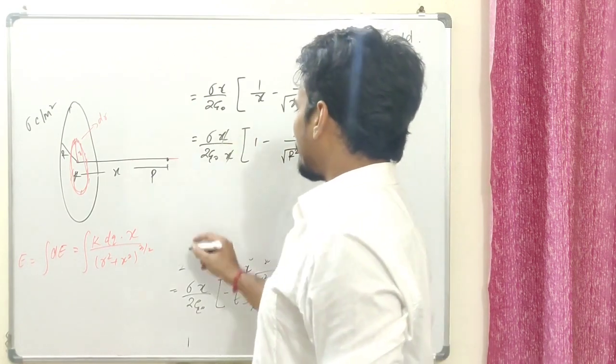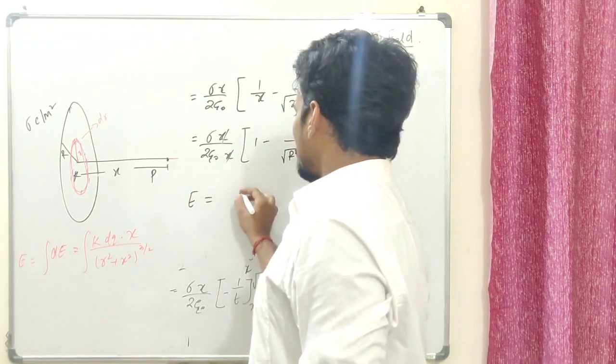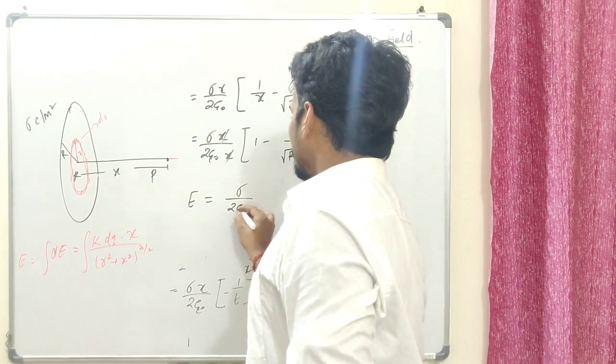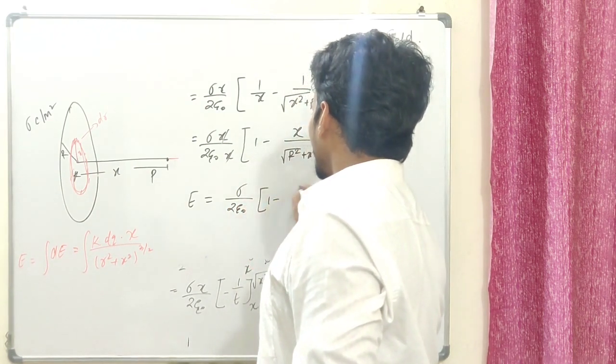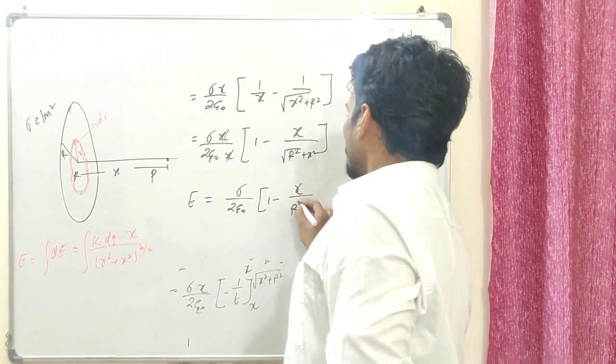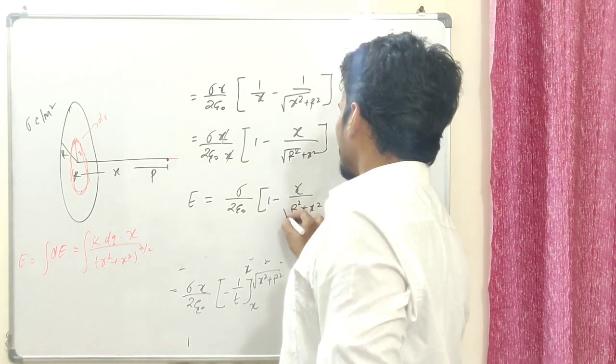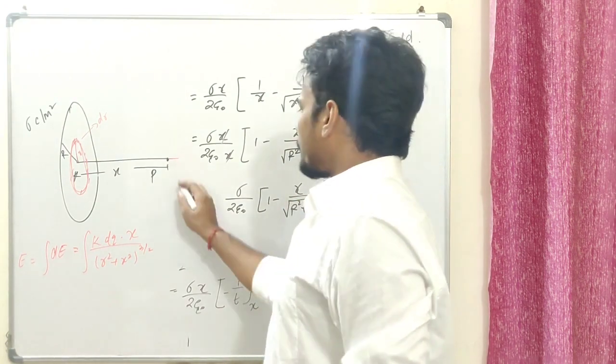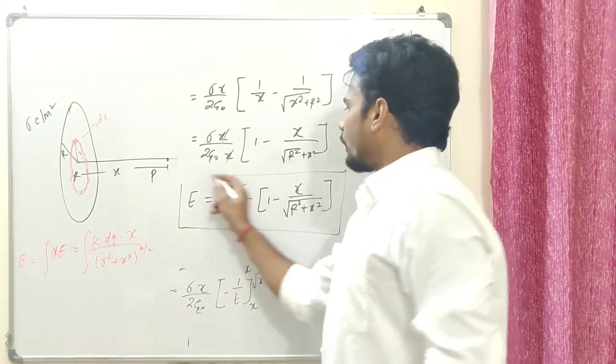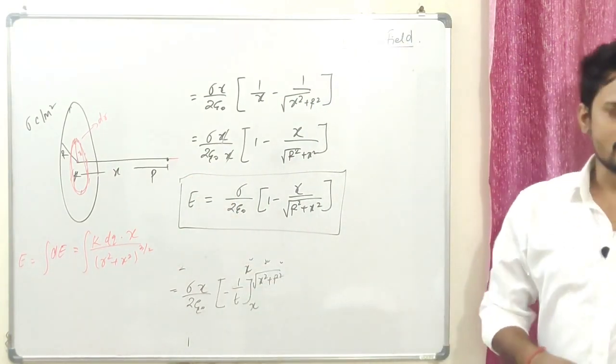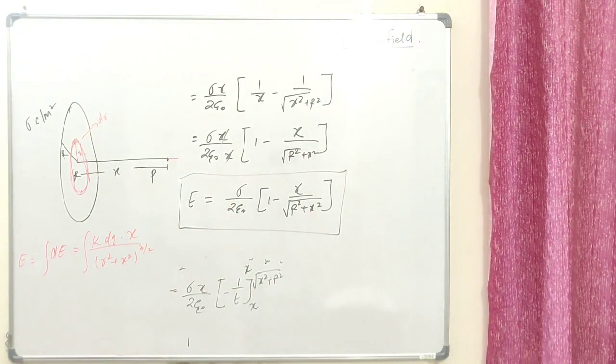This sigma is going to be cancelled. So the net electric field should be sigma by 2 epsilon naught times 1 minus x over r square plus x square under root, and that's your final result of the electric field on the axis of a disk. I'm sure you guys have understood this, right?